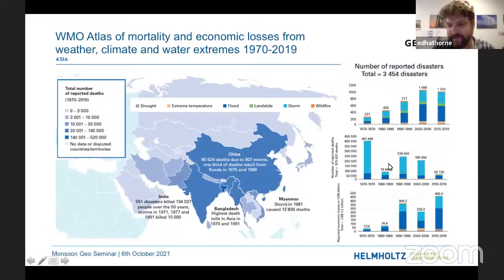Now, thankfully, we're better at mitigating this over the last 50 years, and so fewer people are dying, but the cost of these disasters is steadily increasing. This is just a reminder that we really need to know what's going to happen with the Asian monsoon going into the future, because otherwise it's going to cost us lots of money, at least, if not lots of lives.